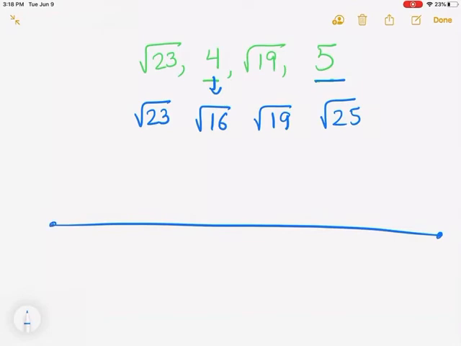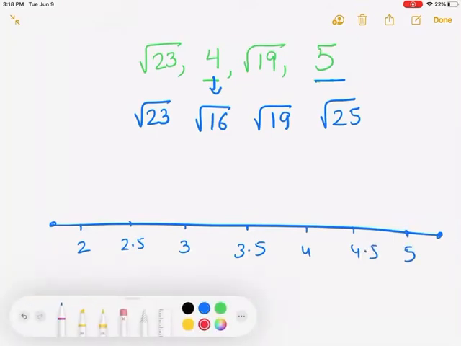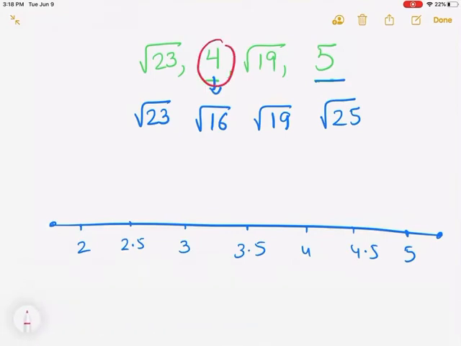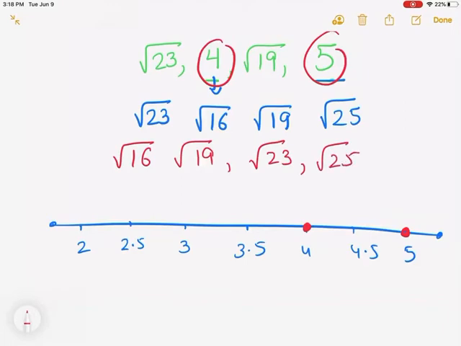Let's go by 2, 2.5, 3, 3.5, 4, 4.5. We still need 5. So let's plot our whole numbers first. I already know this is 4, this is 5. So 4 would be here, 5 would be here. Now let's put them in order. Square root of 16 would come first, then square root of 19, then square root of 23, and then square root of 25. Square root of 16, which is 4, is here.